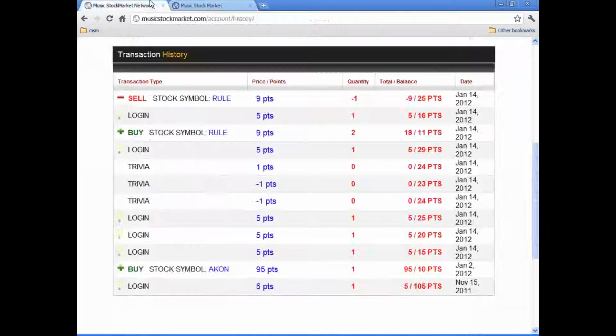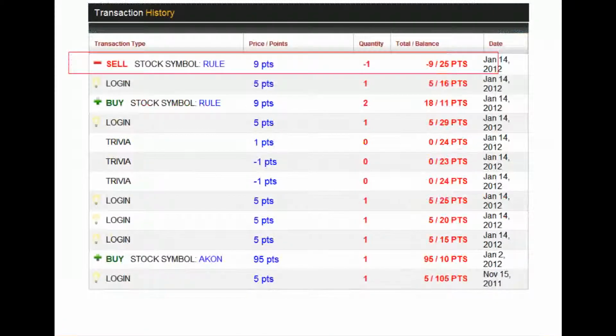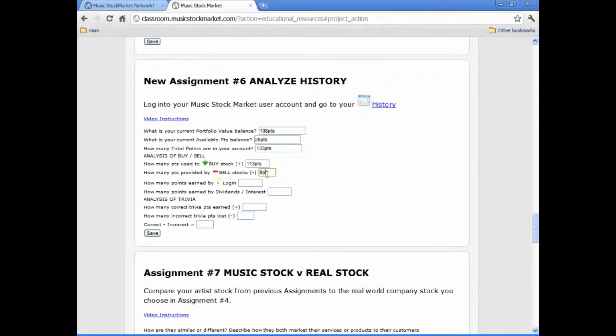Next, we'll analyze how many points were actually provided back to us by selling our stocks. In this case, we have only one transaction that resulted in 9 points for us. The following question asks us how much we earn from logins, and it's got a light bulb icon.